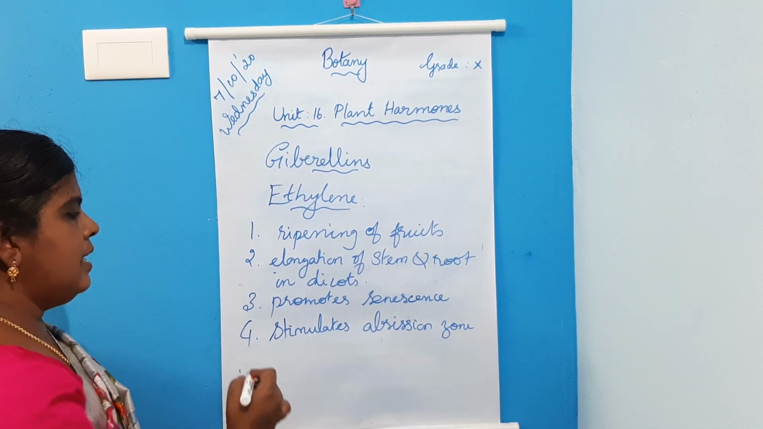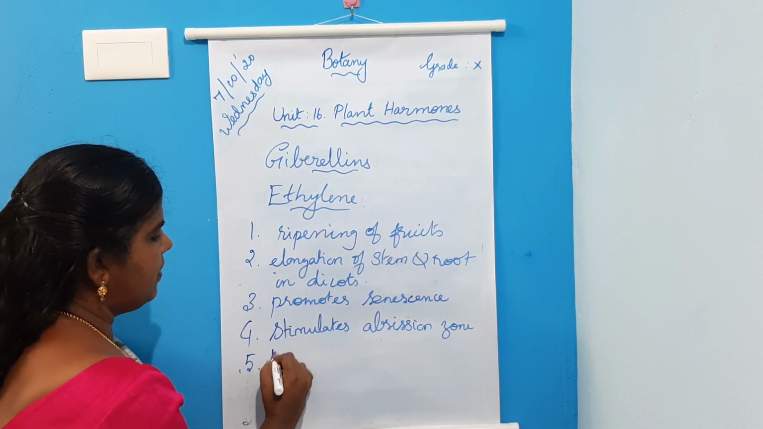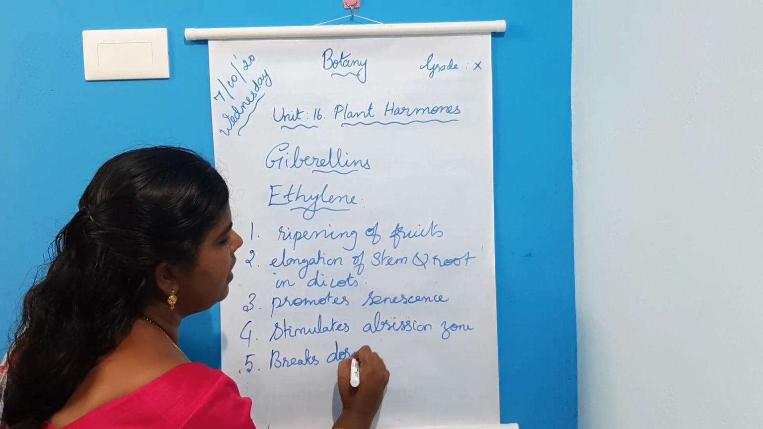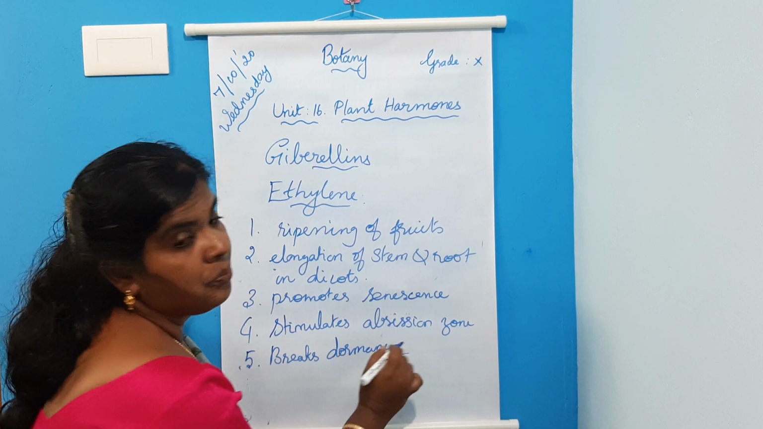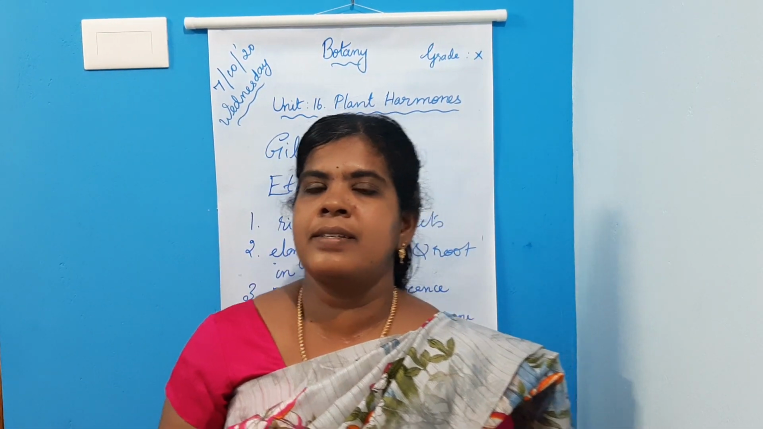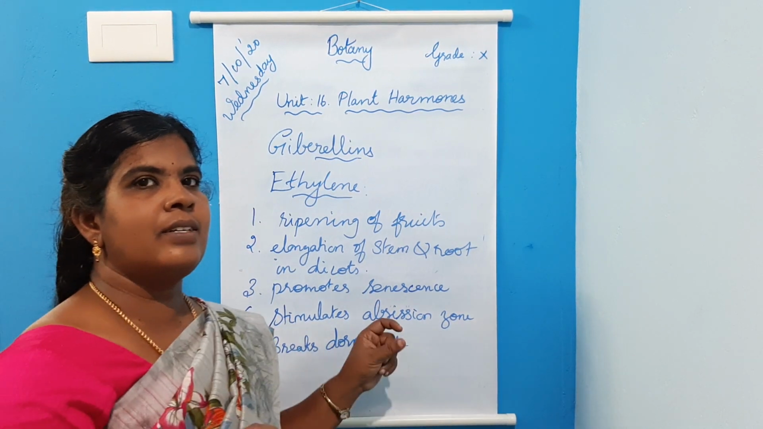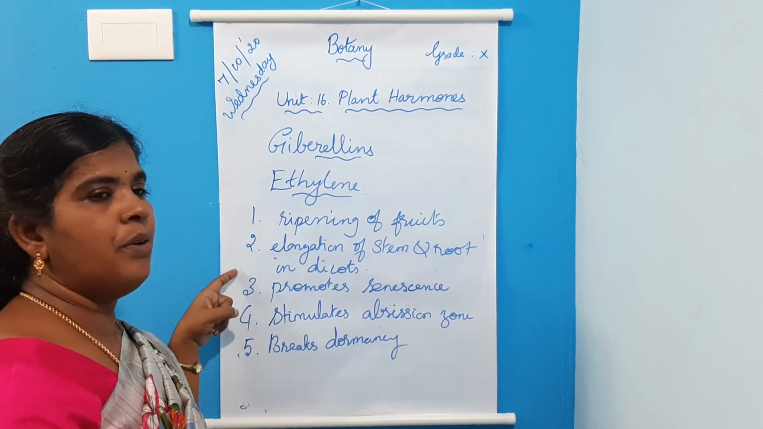Next, it breaks the dormancy of buds, seeds and other storage organs. These are the physiological effects of ethylene.